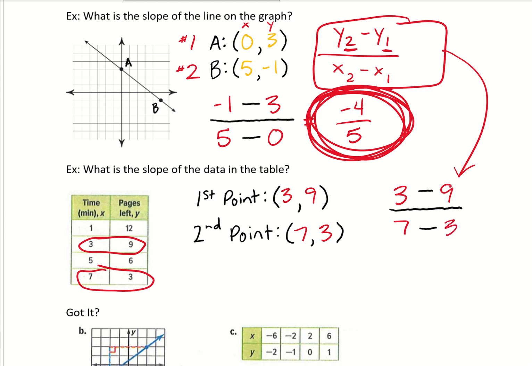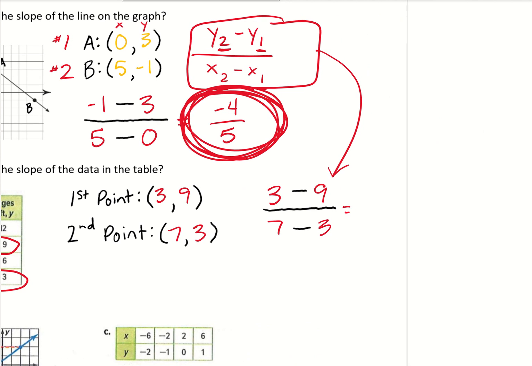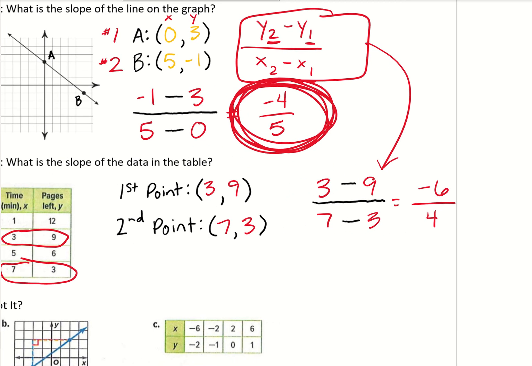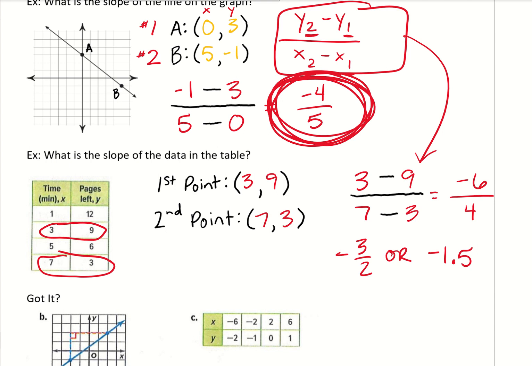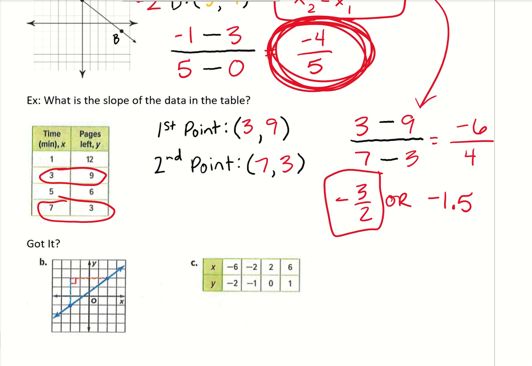Okay, once again, I'm going to simplify that. So I'm going to have 3 minus 9 is -6 over 7 minus 3 is +4. I have -6 over 4. That can be simplified to -3/2 or -1.5. I'll leave that up to you which one you want to use. I'm going to use -3/2, but either one of those is correct. Okay. Go ahead and do got it problems B and C.